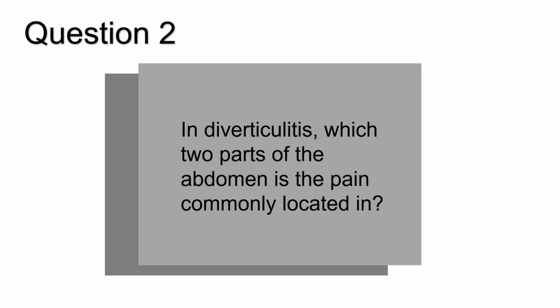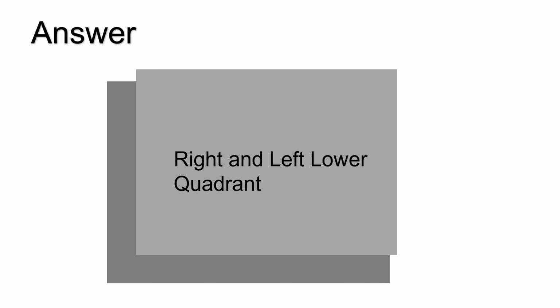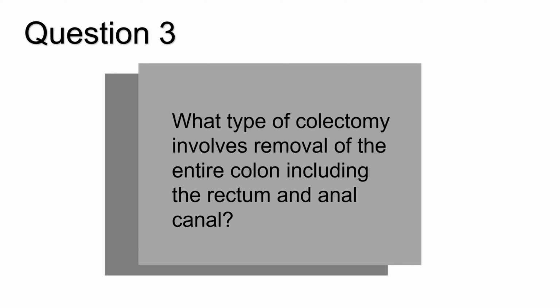All right, let's have a look at the answer. So it's the right and the left lower quadrant, and that's because the colon can be found here. Okay, question number 3. What type of colectomy involves the removal of the entire colon, including the rectum and the anal canal?